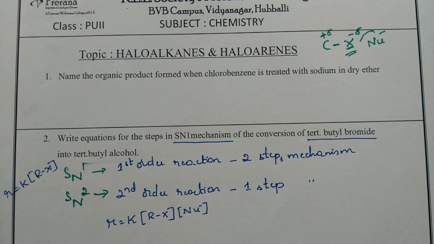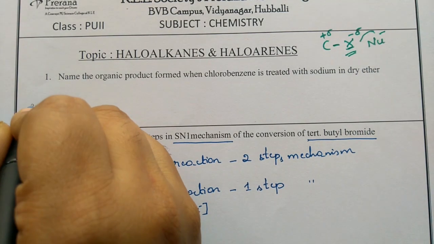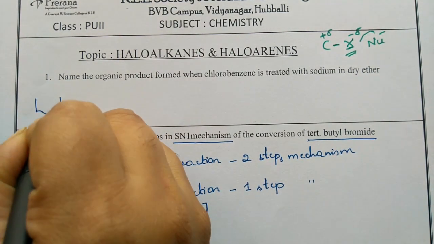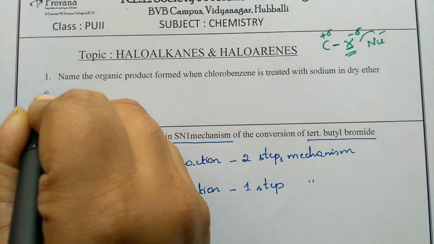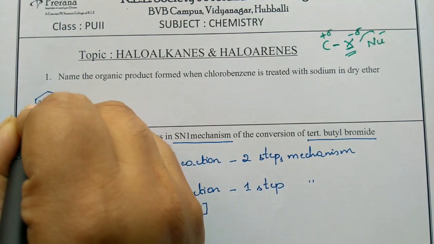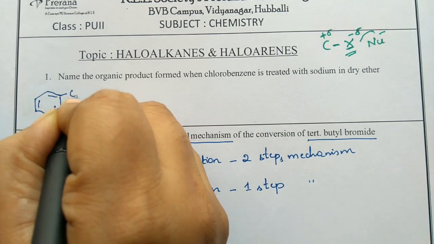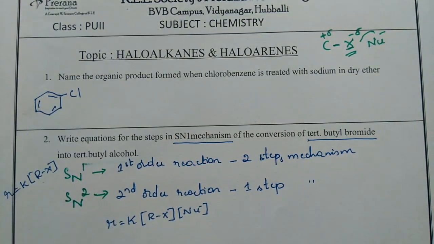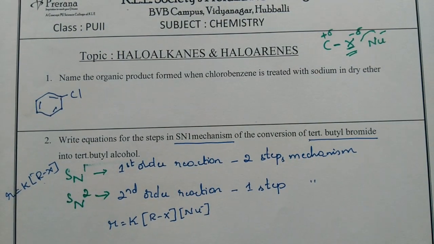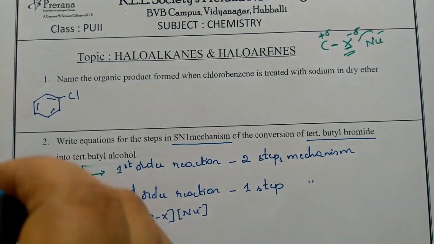Name the organic product formed when chlorobenzene is treated with sodium in dry ether. So chlorobenzene will take up the reaction. You need not write the reaction. If you just write down the product name, that is enough. I'm just explaining what this reaction is, but if you write the name, that is more than enough.